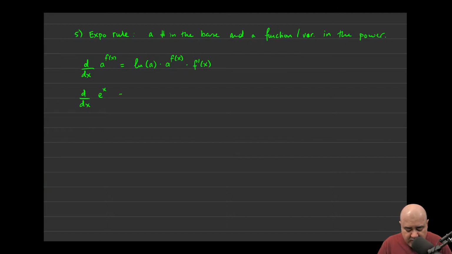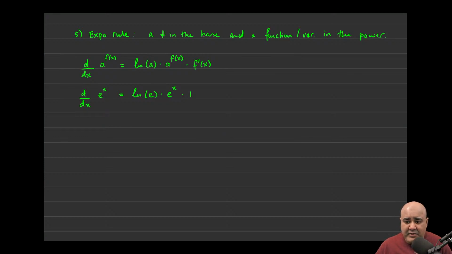Let's say that we were to find the derivative of e to the x using this general exponential rule. The first thing we have to do is identify the ln of the base. The base here is e, so my first piece is going to be ln of e, times the exponential function itself. So whatever we had in the problem, we just copy it again. E to the x, that's my exponential function, times the derivative of the exponent. The derivative of x is just 1.